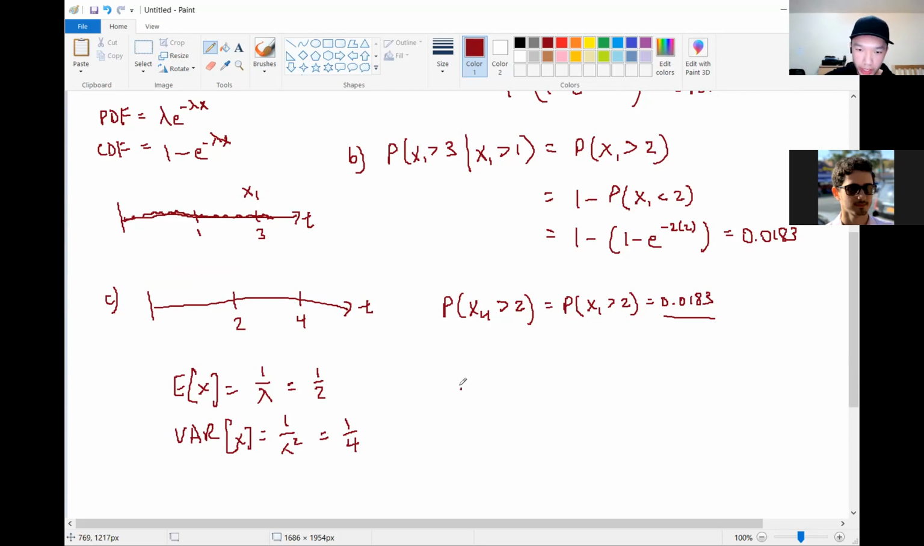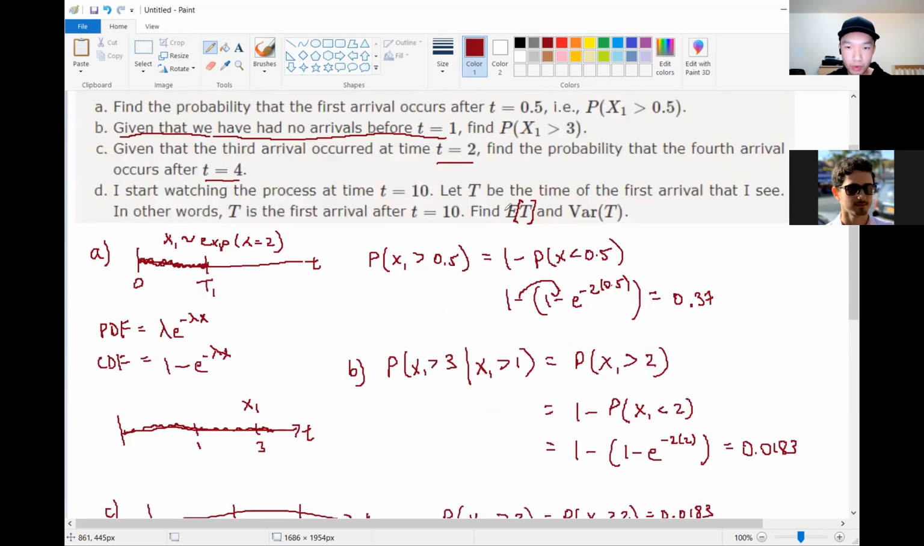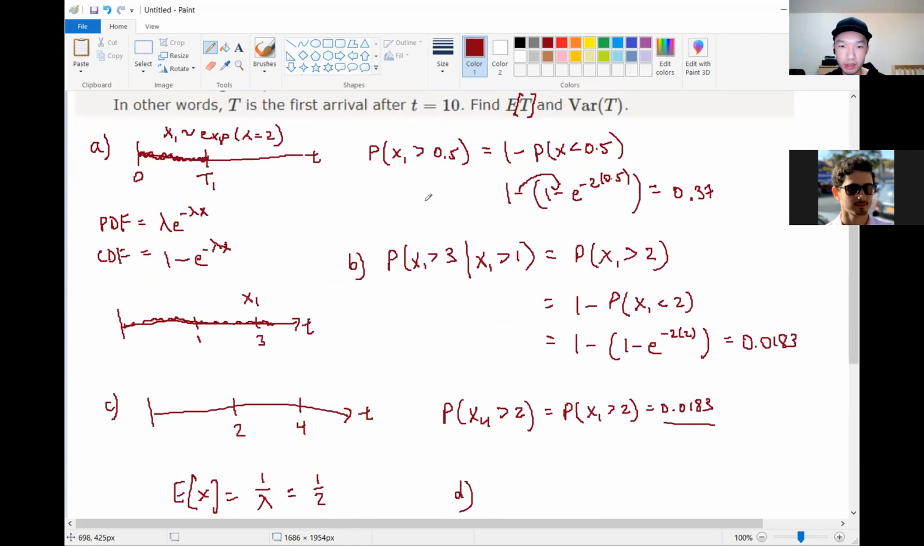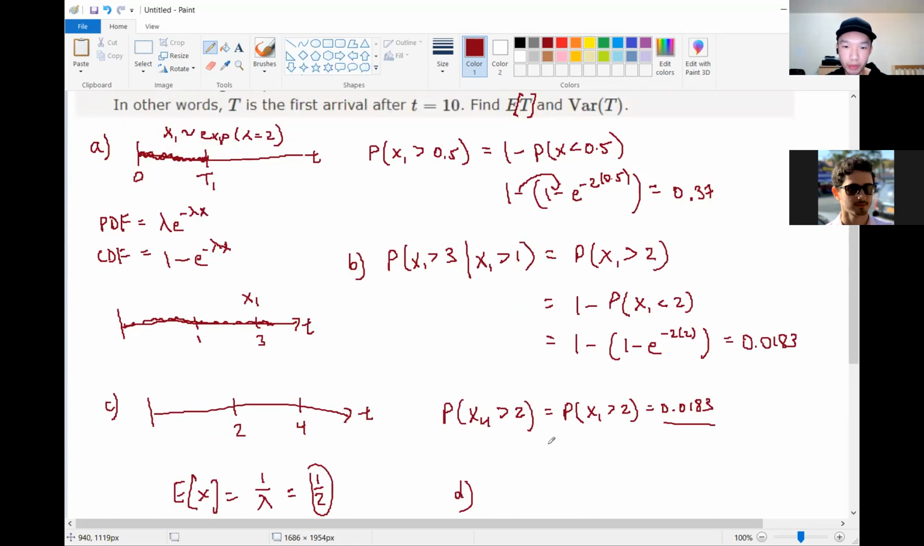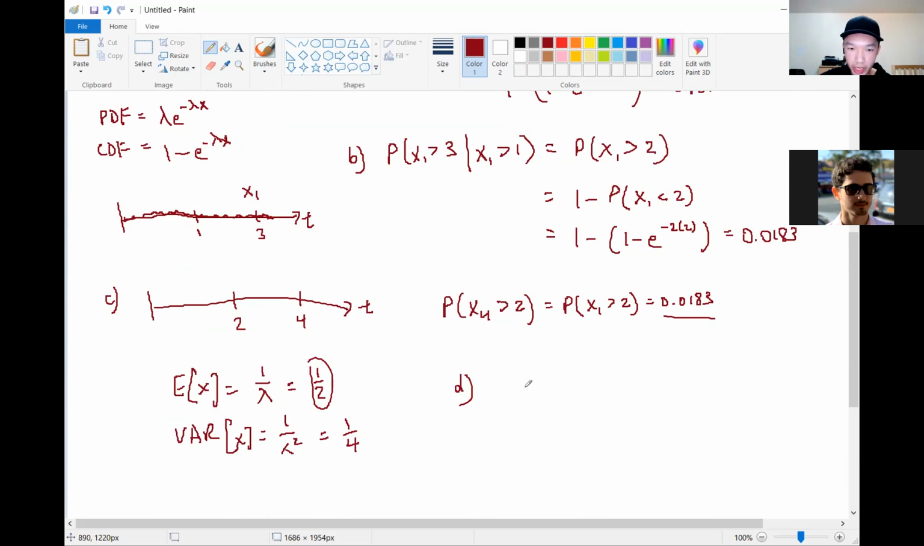Okay, so then the answer to part D. They're saying they started watching the process at time 10, and then they want to consider what time the next arrival will be. If you're starting at time 10, the average time that will pass until the next arrival, according to the expected value, is 1/2. So you just add them together. E of T equals 10 plus 1/2, which is 10.5.